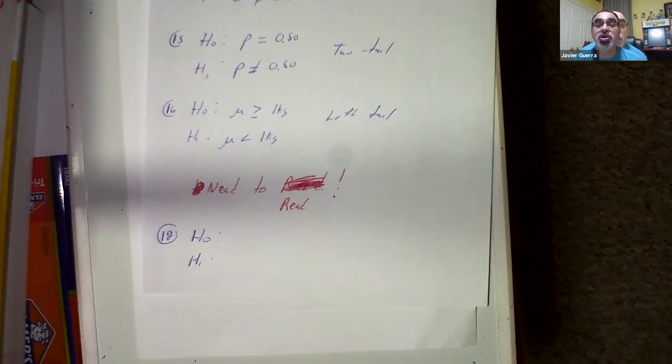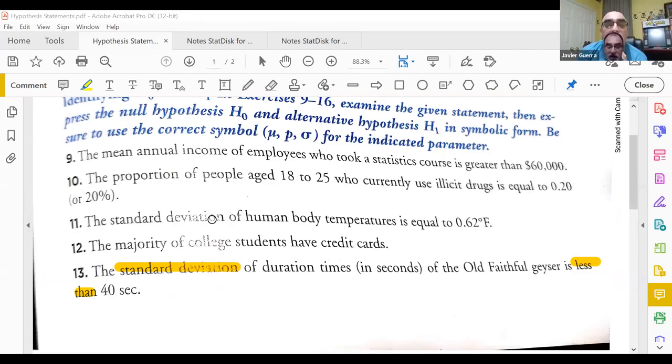Let's see if I can find it. Where's the problem at? Okay, hold on. Number 12. Let's see. Number 12 is: the majority of college students have credit cards. The majority of students have credit cards.